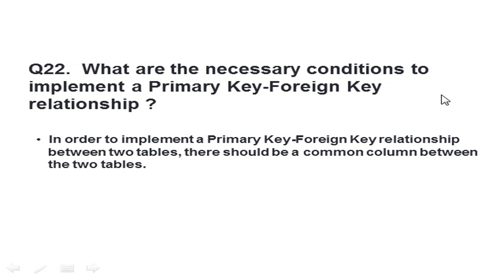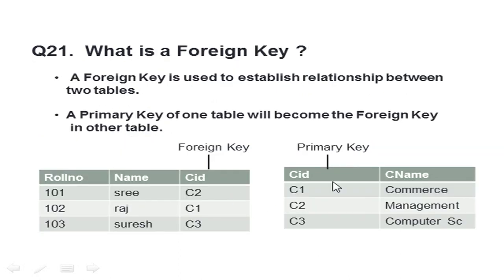Now, what are the necessary conditions to implement a primary key foreign key relationship? Just now we have seen, in order to implement a primary key foreign key relationship between the two tables, there should be a common column between the two tables. That's what we have seen in the previous example. The common column is course ID: course ID in the course table and course ID in the student details table.